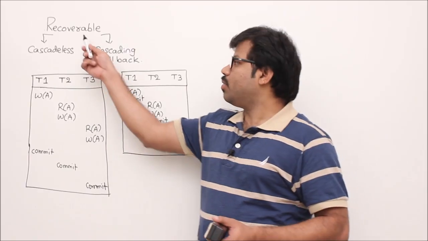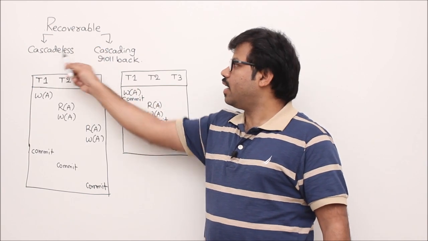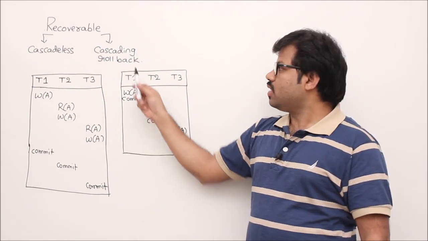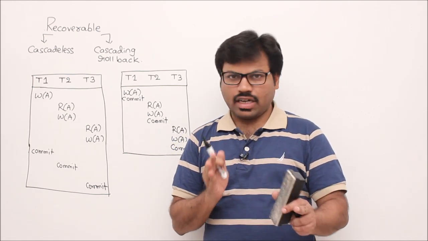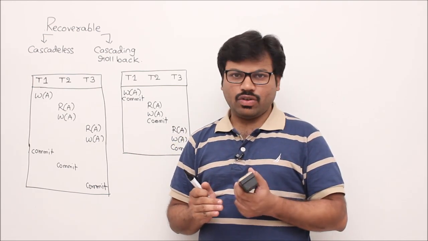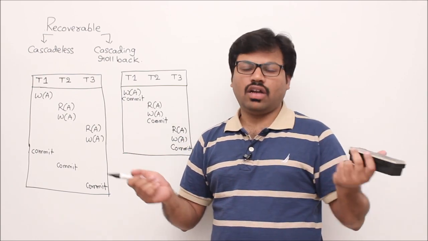Okay. Now we'll see recoverable schedules and further classification. Recoverable schedules are again divided into cascadeless and cascading rollback. What is a cascading rollback schedule? Cascading rollback is recoverable, but to recover the schedule we have to cancel a lot of transactions, in other words roll back a lot of transactions.